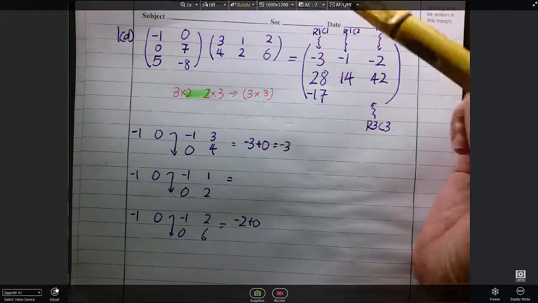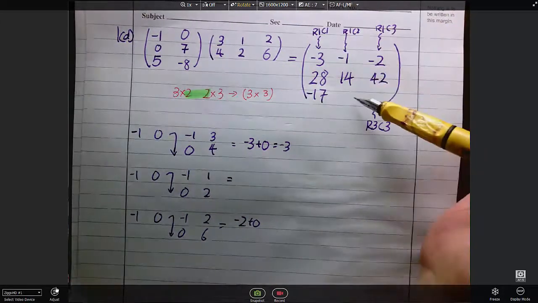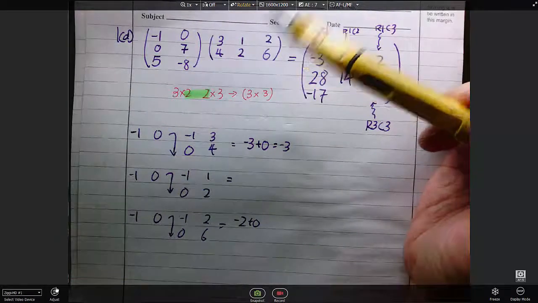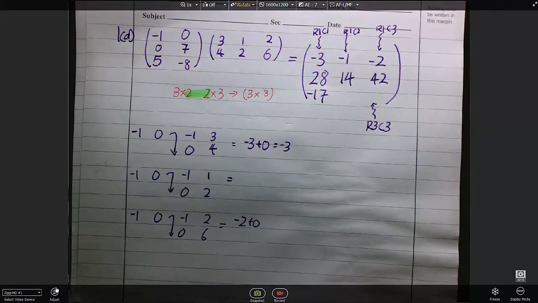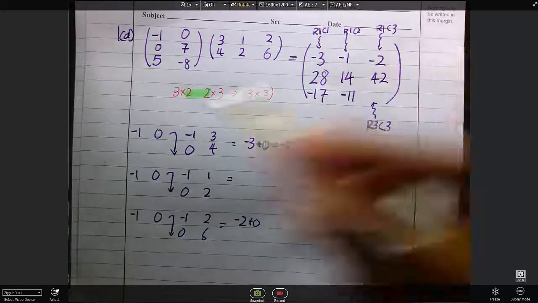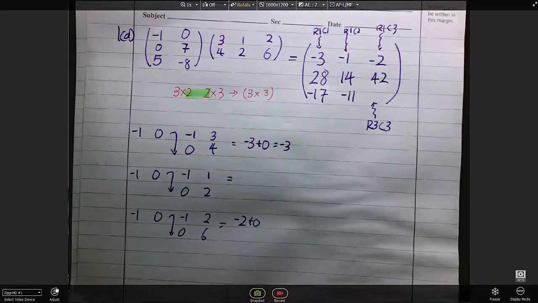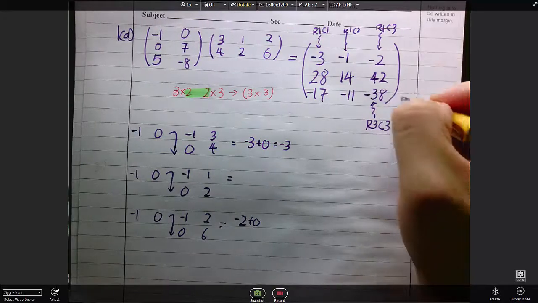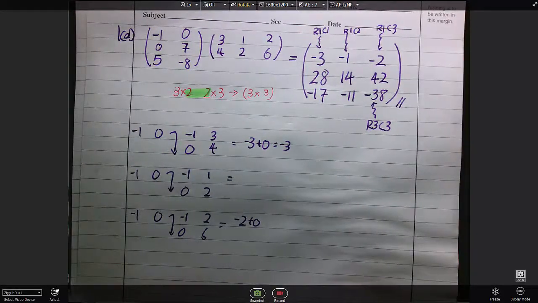Row 3, column 2, this one, will give me 5 minus 16, which gives me -11. And finally, row 3, column 3 is 10 minus 48, which is -38. And we are done with question 1D.